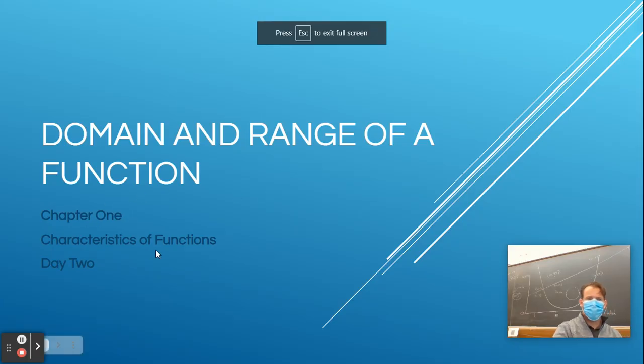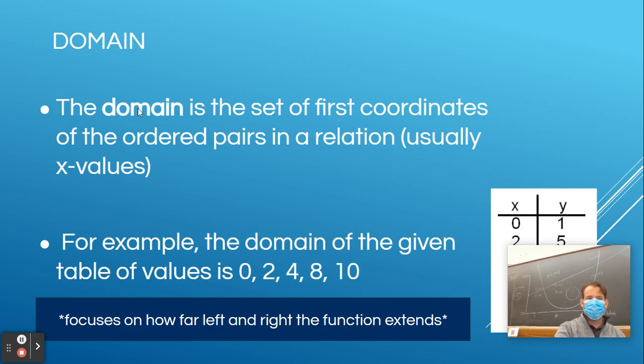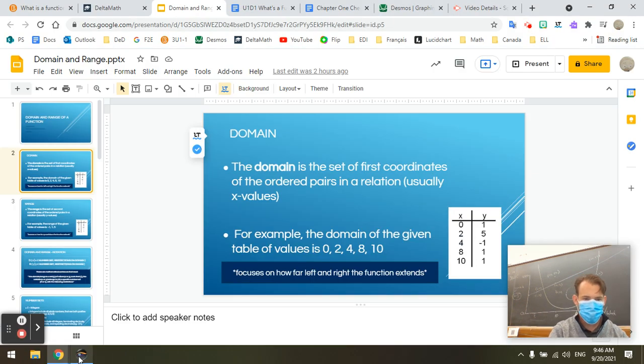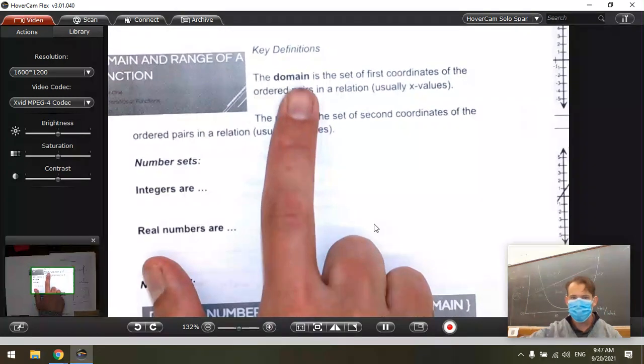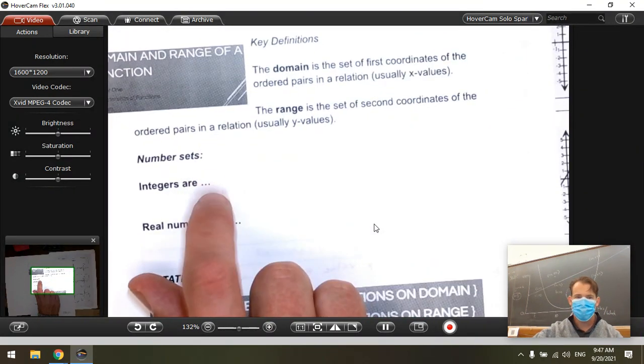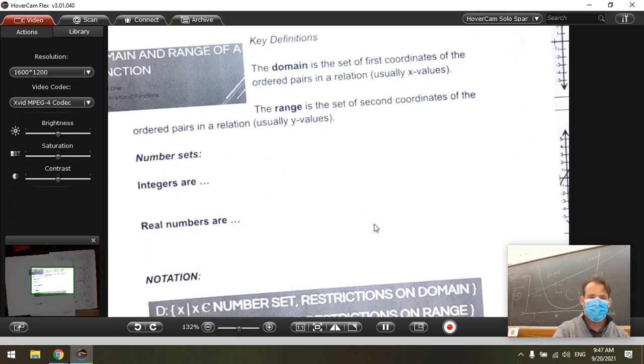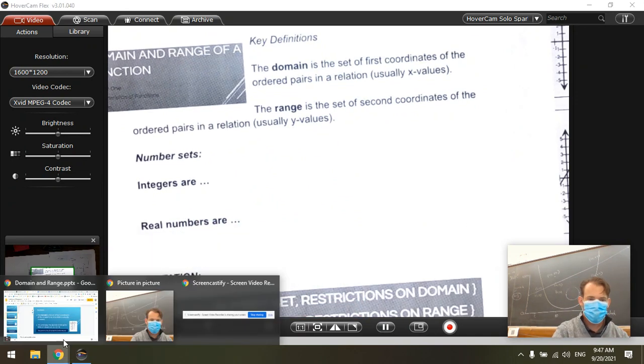Today we will be looking at these particular characteristics of a function: domain and range. So let's copy some definitions on your sheet. I have my sheet over here, and I'm going to get ready to take a look at some key definitions, domain and range. Then you're going to copy your definitions down here. All right, so let's go take a look.